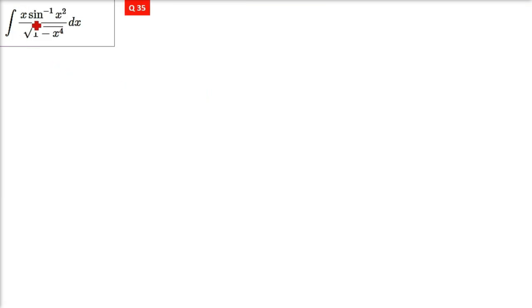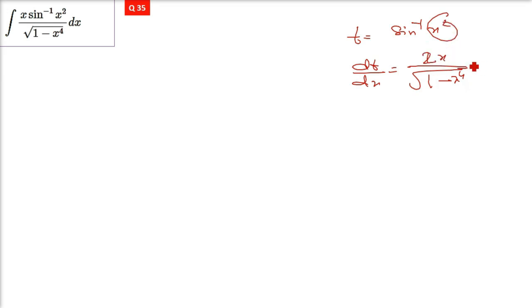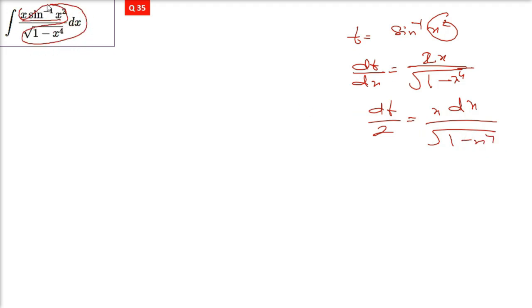Now when you take this sine inverse x square, you are going to get this x into dx by under root 1 minus x to the power 4 directly. That is, if you just place t equals sine inverse x square, dt by dx will give you 1 by under root 1 minus x square whole square, so x raised 4, and differentiation of x square will be 2x. So this dt by dx, or you can say just dt, will be equal to 2x divided by under root 1 minus x raised 4 into dx. So x dx will be there, under root 1 minus x to the power 4. This whole you are going to get x dx divided by under root 1 minus x raised 4.